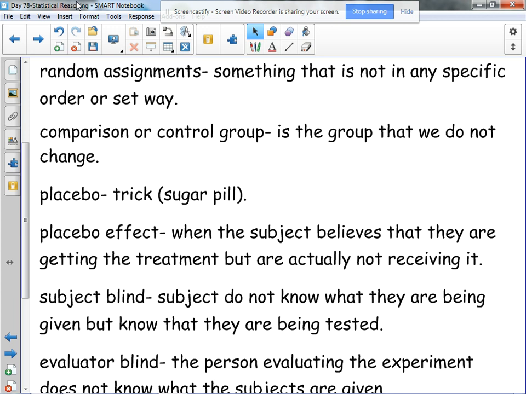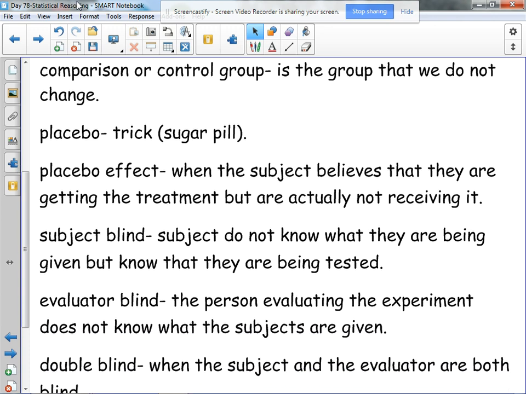So either we're trying to compare to just nothing, or a control is a lot of times they give them the next vocabulary word, a placebo. That's kind of a trick or a sugar pill, so to speak. Some people will think that just because they're receiving a pill they are getting better or feeling better. And that's what we call the placebo effect. They think they're getting the treatment, so they think they're getting better, but they're actually not getting it.